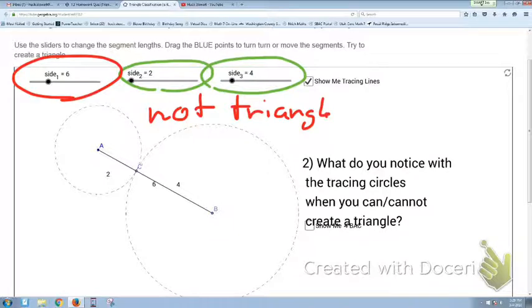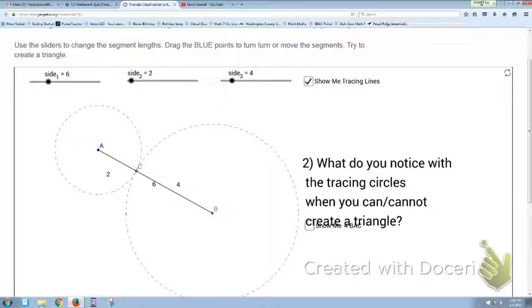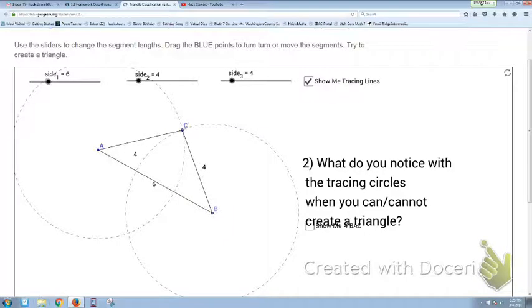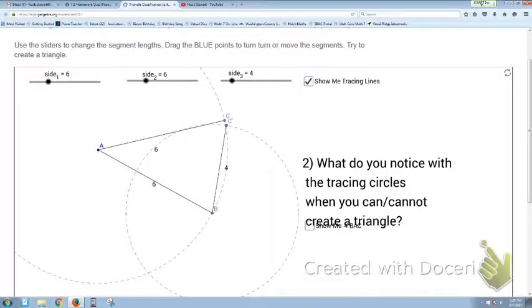Okay, let's create two more triangles. Let's do an isosceles triangle. Okay. Here's an isosceles triangle. The sum of the two shorter sides is 8. The longest side is 6. I can create a triangle here. Let's do another isosceles triangle. Take a look at this. This is an isosceles triangle.